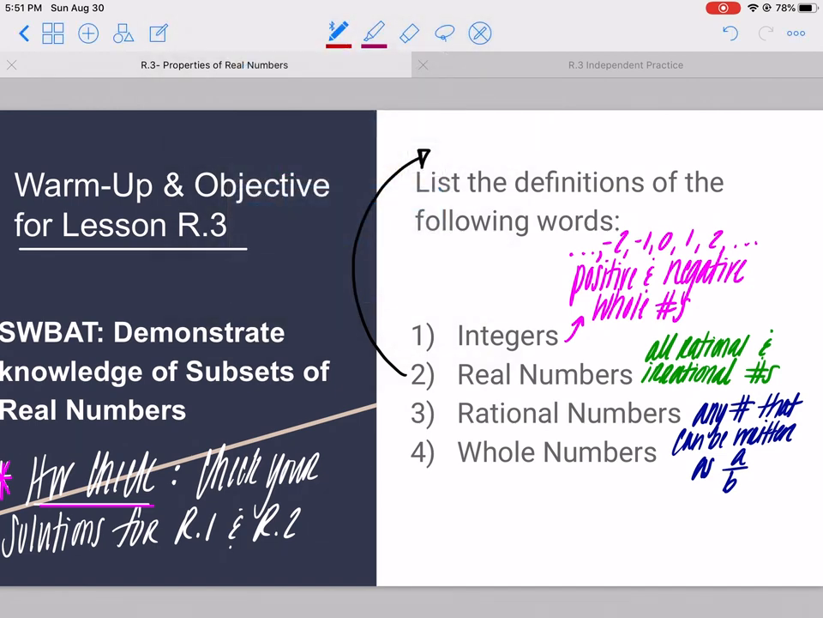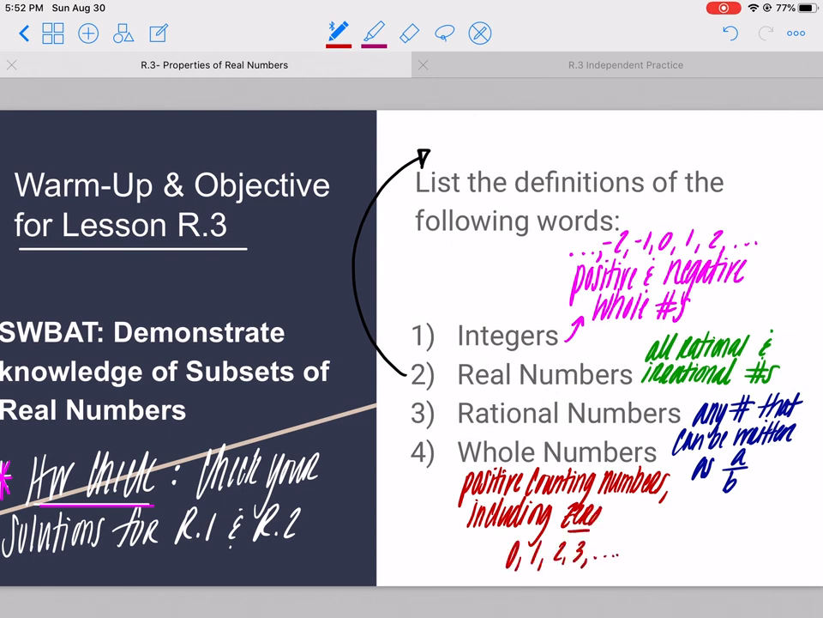Okay, and then whole numbers. These are the positive counting numbers, including 0. Okay, so 0, 1, 2, 3, etc. So no decimals, no fractions, none of that.